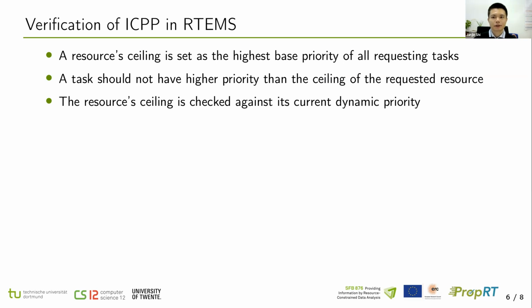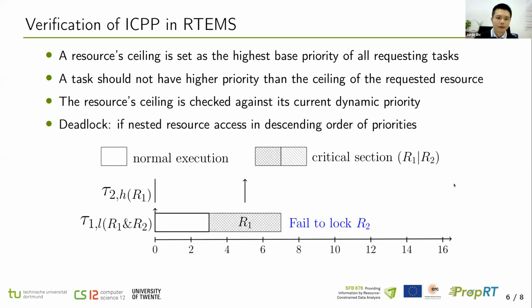When attempting to verify the set owner function, the verification fails to prove the ceiling check and parts of the successful acquisition. In ICPP, a resource ceiling is set as the highest base priority of all requesting tasks. A task should not have higher priority than the ceiling of the requested resource. When a task tries to lock a resource, the requested resource's ceiling is checked against the task's current dynamic priority. The deadlock can happen with nested resource access in descending order of priorities.